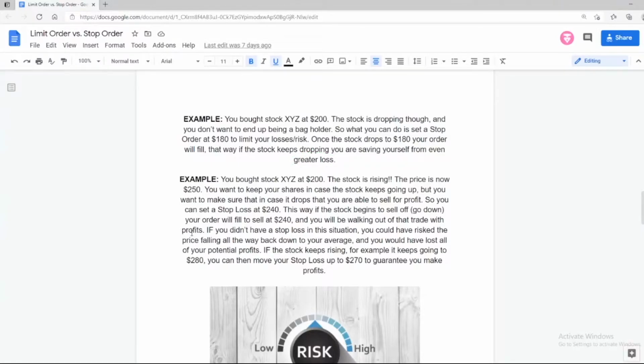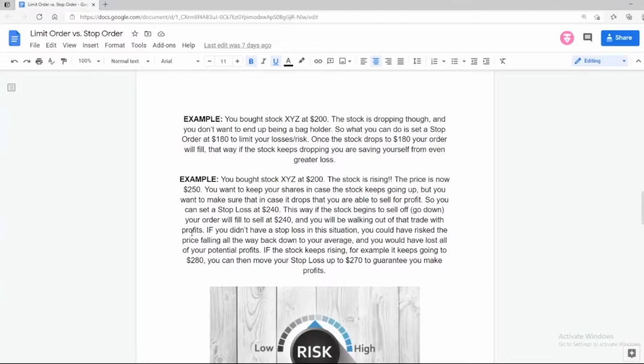That's why you have a stop loss. If you don't have a stop loss, you could risk the stock going down to $160. And if you're not okay selling there, chances are you won't be okay selling when the stock goes down to $140 or $120 or even $100. And then you're stuck holding a bag for a long time.